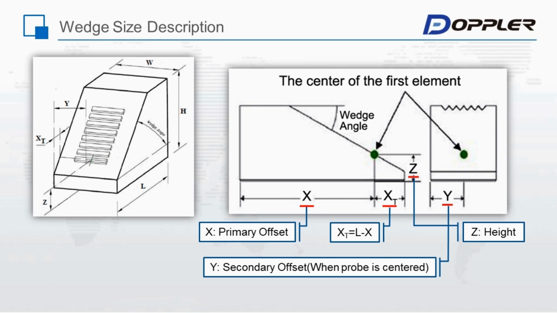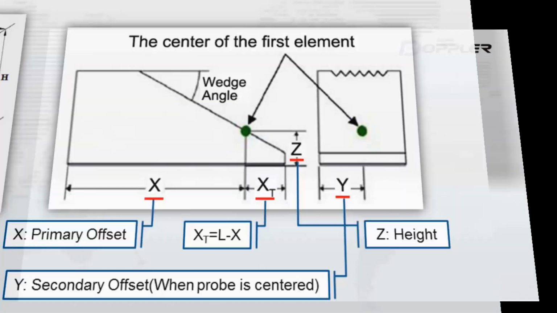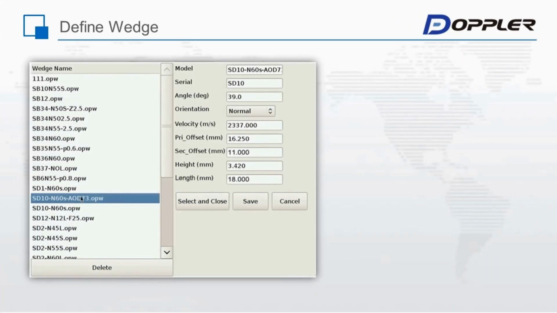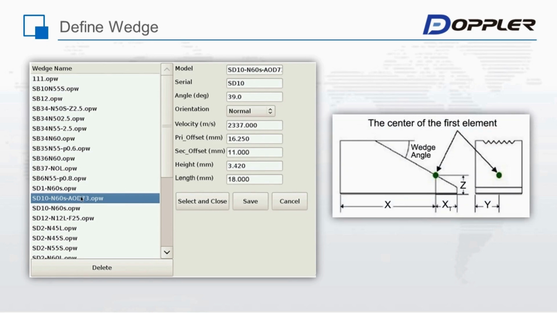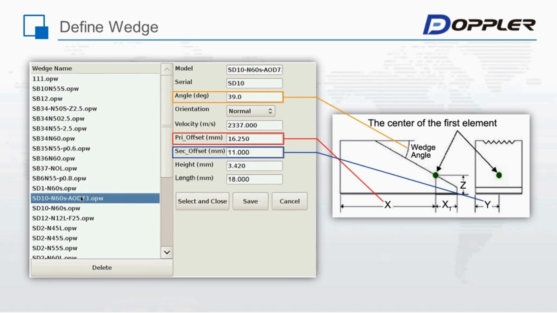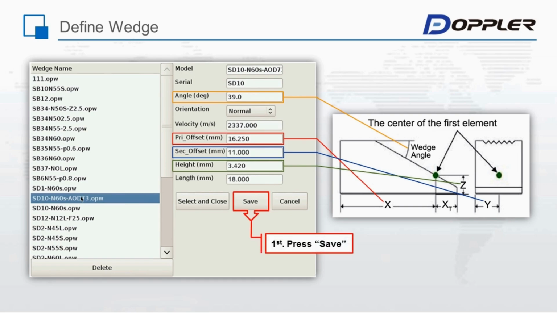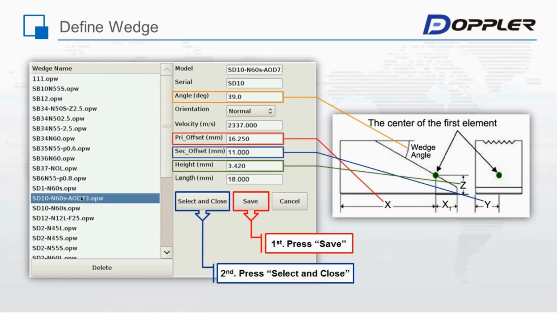Coming up, how to define wedges. This dialog box will be found under Wedge Selection menu. Please input the parameters accordingly. We strongly suggest users to follow the model name in specification paper to avoid confusion. Save and then close.